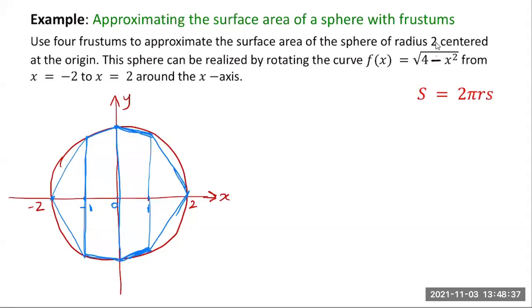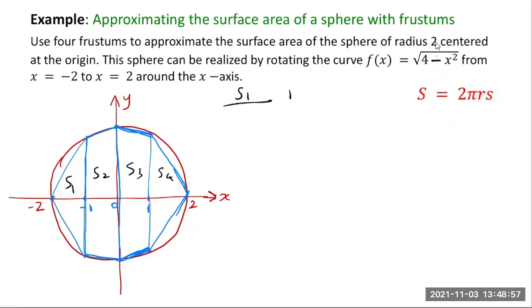Okay, I will call the area of the first frustum S1, the area of the second one S2, and then S3, S4. Let's focus on S1 first. How do you find S1? Well, for that, I can use this formula. First of all, I need to figure out my R and S, right?